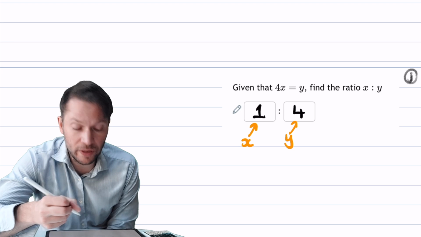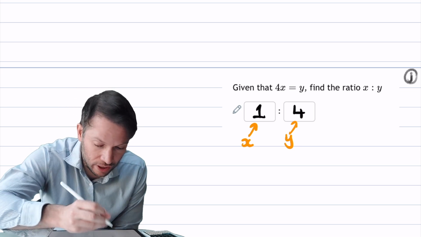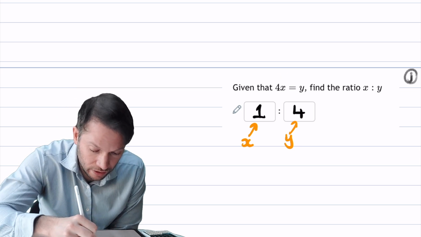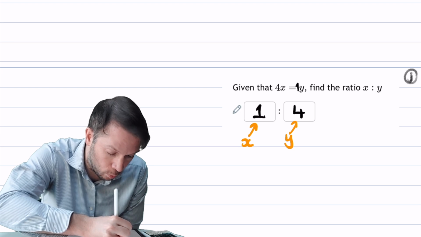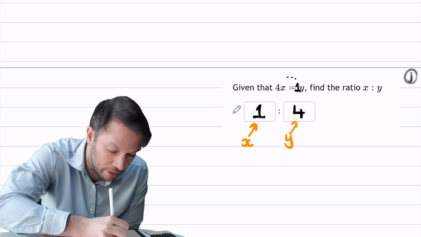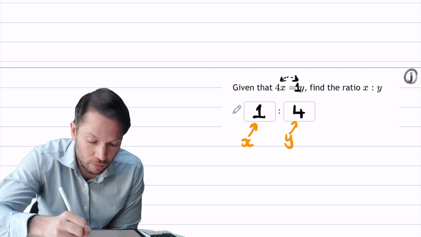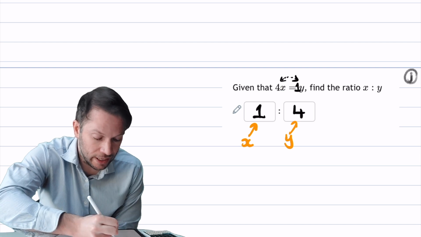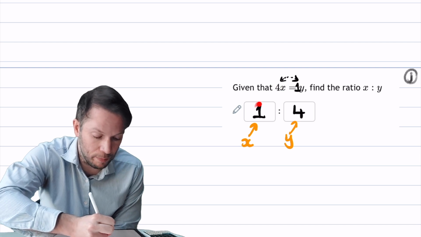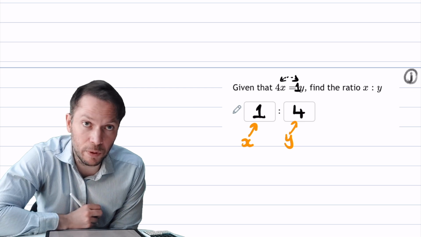And the simple way of doing this is basically that whatever these two numbers are in front of the x and the y, so if we have 4x is equal to 1y, you can actually swap those two numbers. So the ratio of x to y is actually 1 to 4, so the numbers are the other way around. That's the easy way to do it.